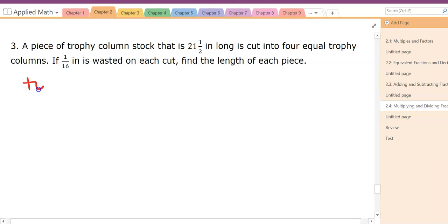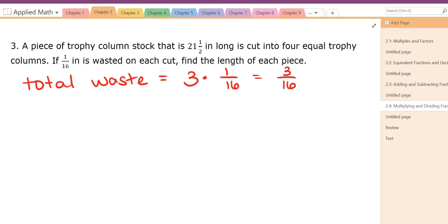So let's figure out the total waste first. So total waste is going to be 3, and I'm going to take it times that 1/16. So total waste will be 3/16. So now let's take the amount that we have and let's subtract away the waste. So the total amount that we started with is 21.5, and we need to subtract 3/16 away from that because that's our waste here.